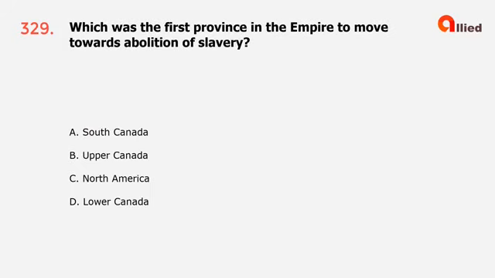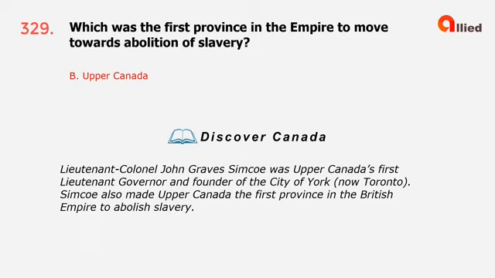Question 329. Which was the first province in the empire to move towards abolition of slavery? A. South Canada. B. Upper Canada. C. North America. D. Lower Canada. The answer is B. Upper Canada.